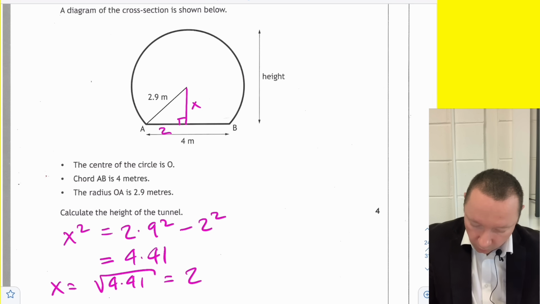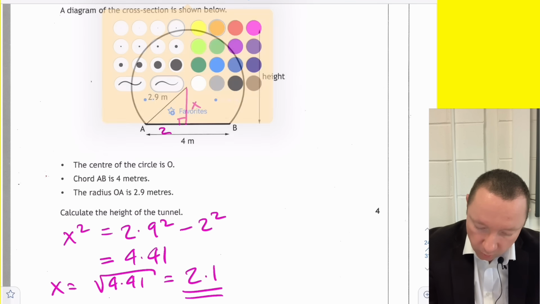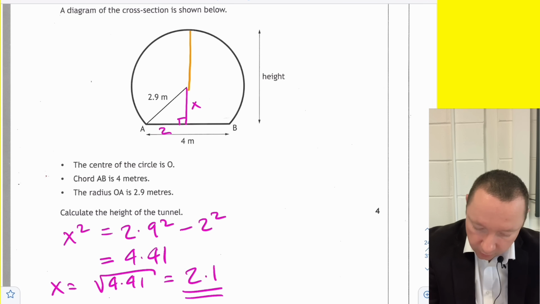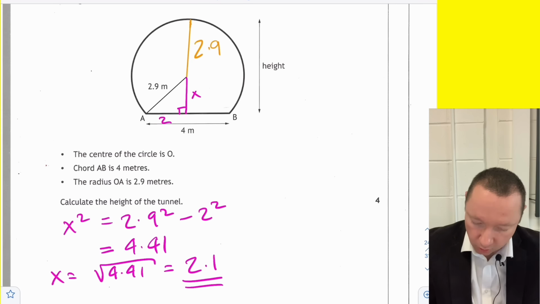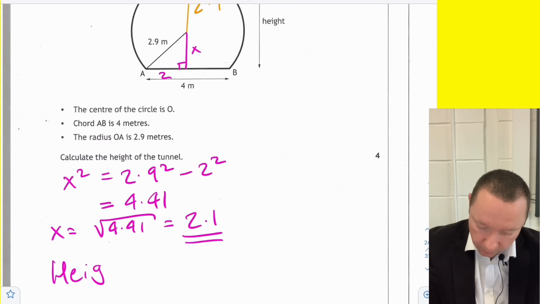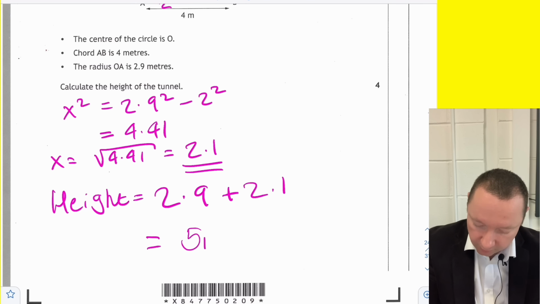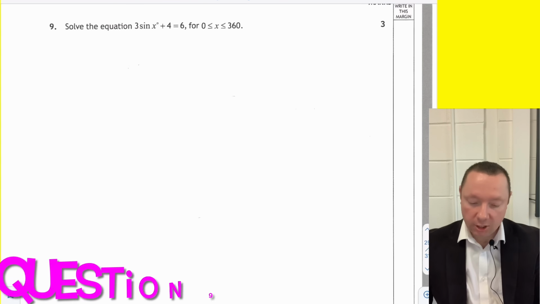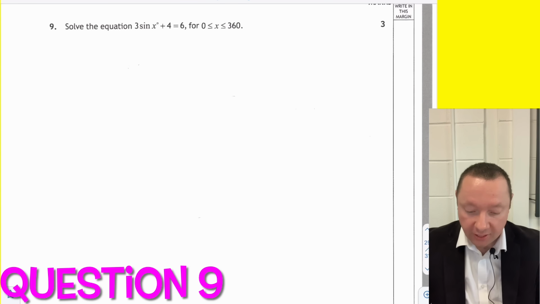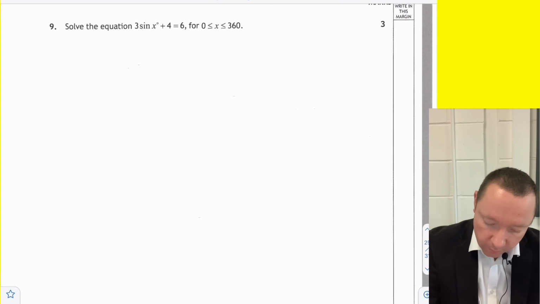which is exactly 2.1. So I now know that that's 2.1 using Pythagoras, and then we've got this extra bit here. That extra bit there will be 2.9 because it's a radius. So our total height just equals 2.9 plus 2.1, which is exactly 5 meters. Question 9 says solve this equation. 3 sine x plus 4 equals 6. So it's a trigonometric equation. So let me write that down.